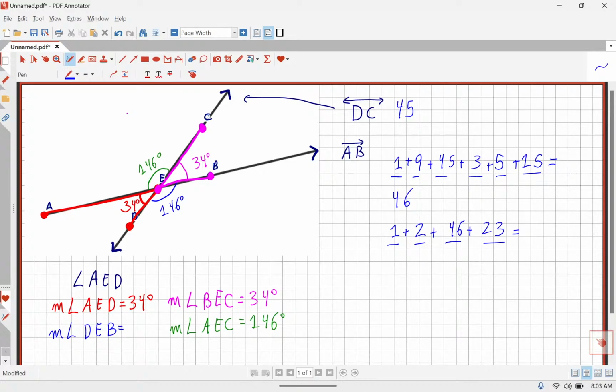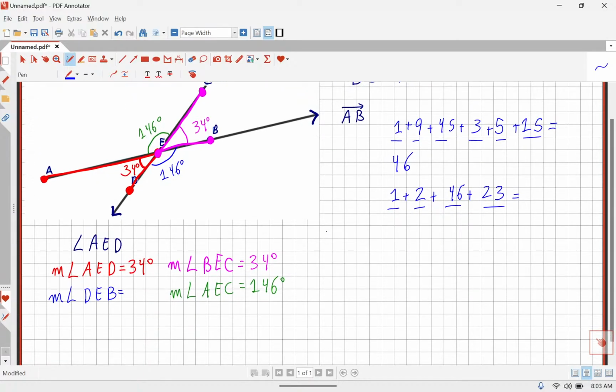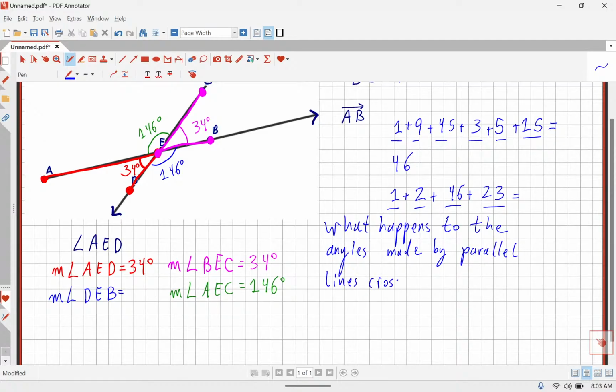Alrighty, let's do it, guys. What is our first? Oh, I actually drew your card. Callie, on your way out, would you please read our essential question today? What happens to the angles made by the parallel lines across... Let's go ahead and write that down. What happens to the angles made by parallel lines crossed by a transversal?